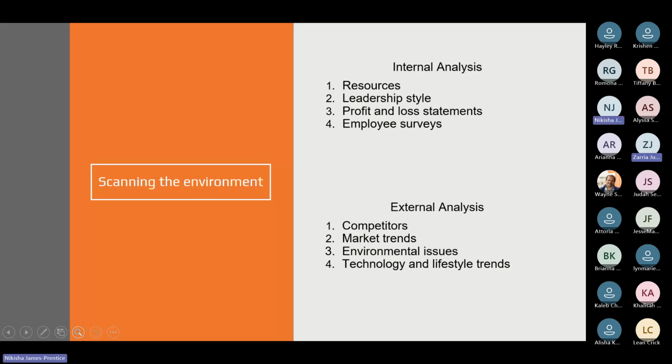Secondly, there is the external environment. This is outside the organizational control. These are factors that the organization cannot control, but which could also affect the organization greatly. This is things like competitors, marketing trends, environmental issues, and technology and lifestyle trends.